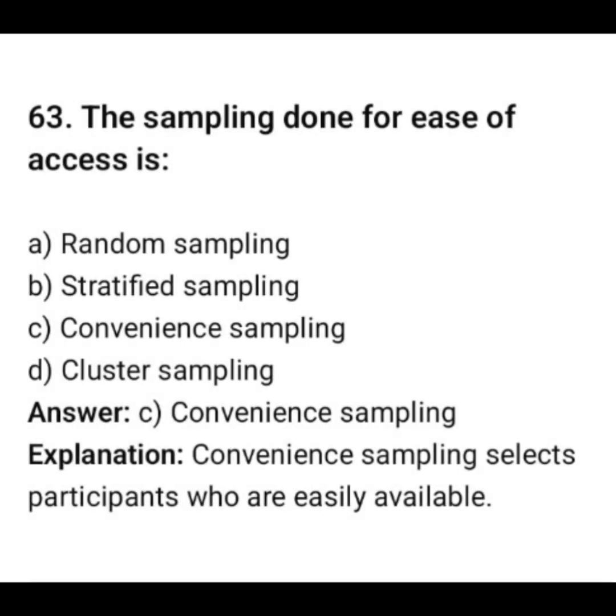The sampling done for ease of access is random sampling, stratified sampling, convenience sampling, clustered sampling. The correct answer is option C, convenience sample. Convenience sampling selects participants who are easily available.